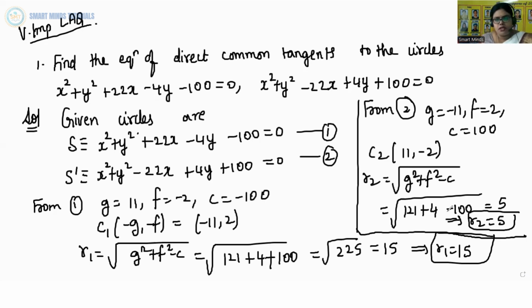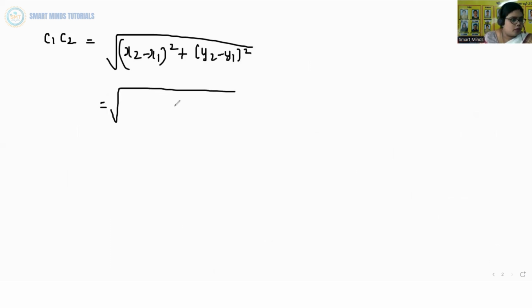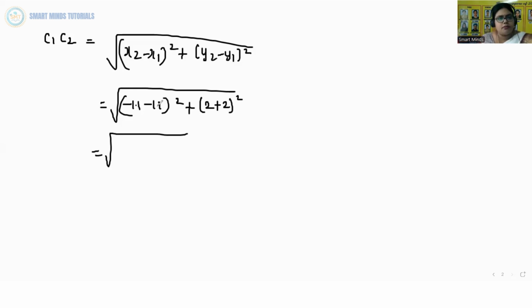After finding C1, C2 and R1, R2, we will find distance between the centers, that is C1 C2. So what is the distance formula? Root over x2 minus x1 whole square plus y2 minus y1 whole square. Now I am applying distance formula between the two centers. Root over 11 minus minus 11 whole square plus minus 2 minus 2 whole square, which is equal to 22 whole square is 484 plus minus 4 whole square is 16. So that is root 500.